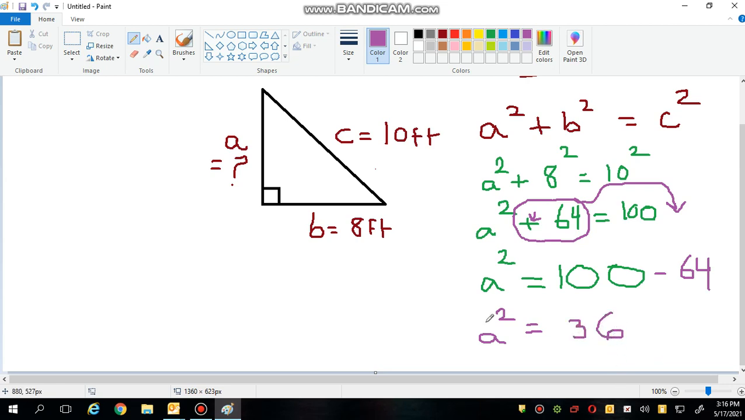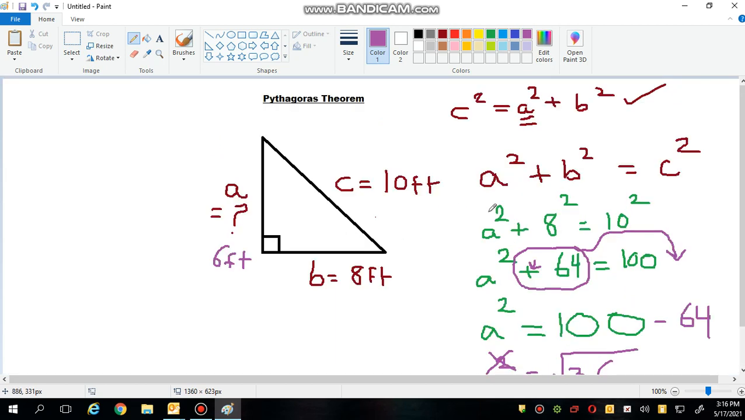We're almost there. I've got a squared. I don't want a squared. I want a. So I'm going to cancel out that square. And when I do that, automatically I get a square root on the right side of the equal sign. And the square root of 36 is 6. And there we go. I found my answer. The length of A is 6 feet. Don't forget the units.